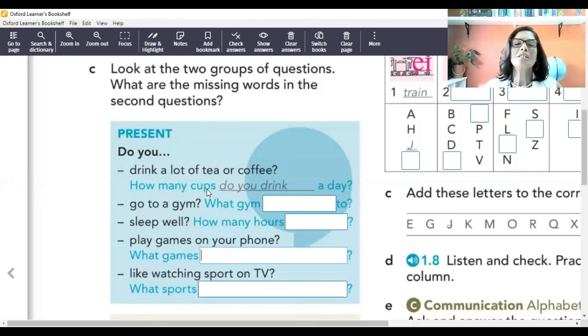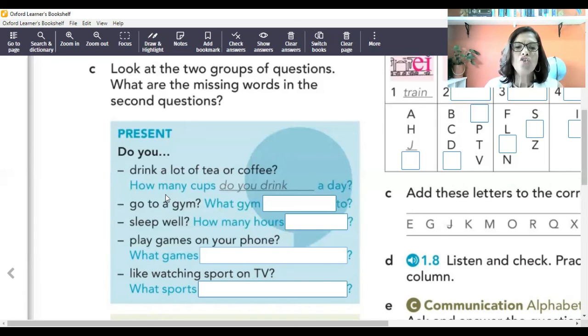How many? Because if the person says, do you drink a lot of tea or coffee? Oh, I drink a lot of coffee. Then you make a follow-up question. How many cups? Yeah, cups. Why? Because coffee is uncountable. So cups of coffee. How many cups of coffee do you drink a day? Yeah. So it's a follow-up question to keep the conversation going.